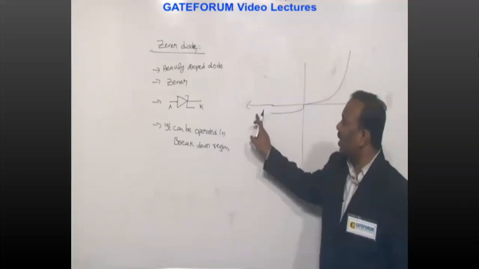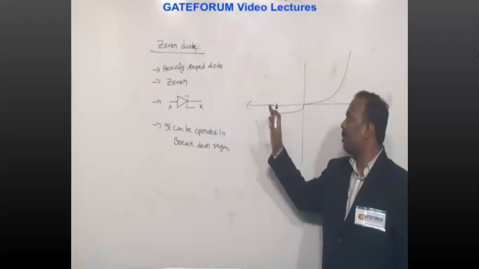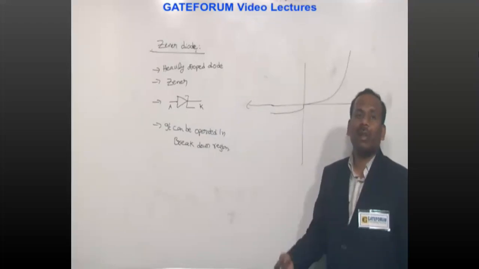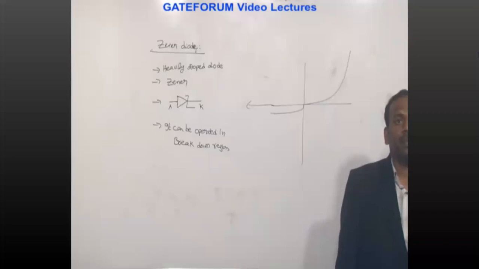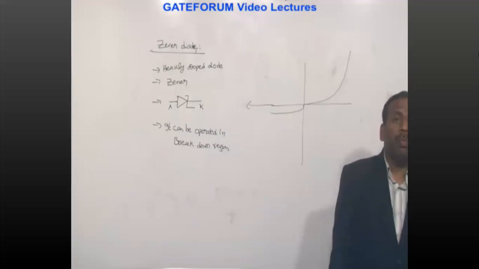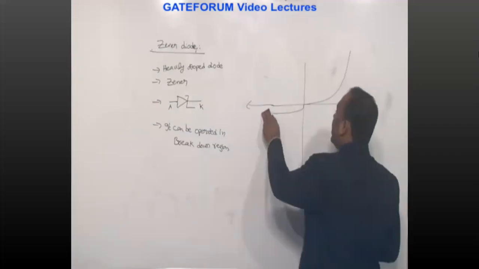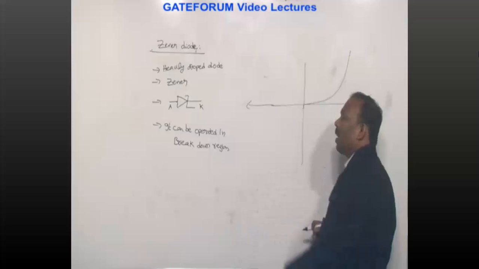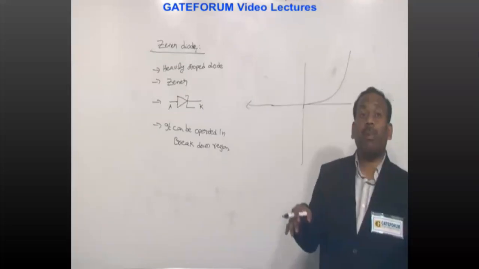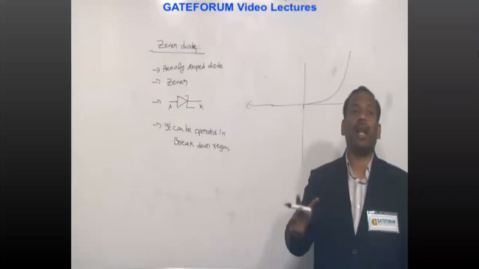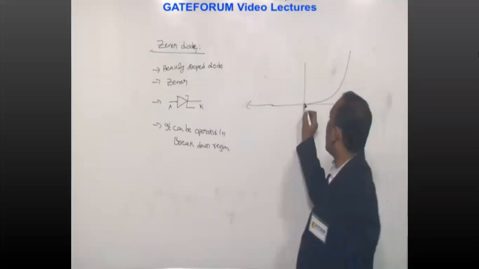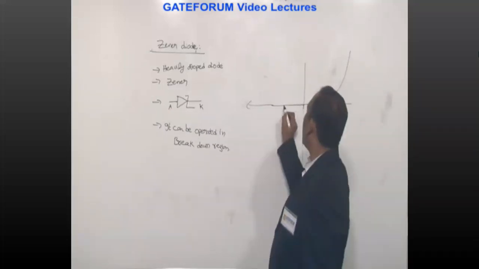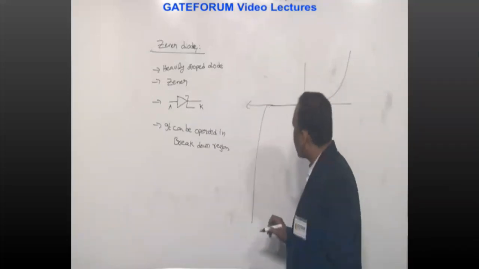If you operate beyond a certain voltage called the maximum reverse voltage, the diode is going to be damaged permanently. Whereas, a Zener diode is designed such that it is capable of withstanding larger power because it is heavily doped. Therefore, the VI characteristics are like this.